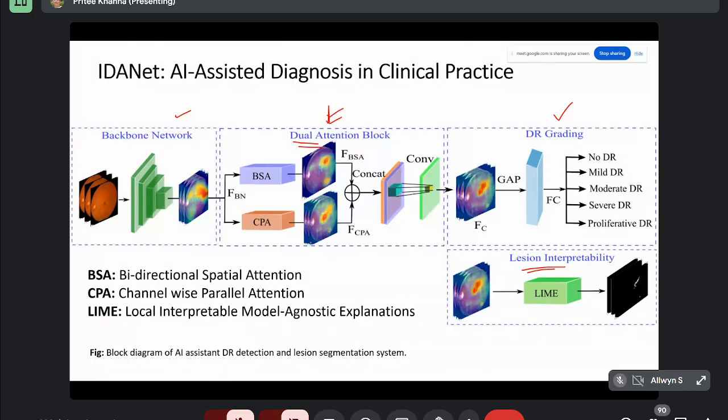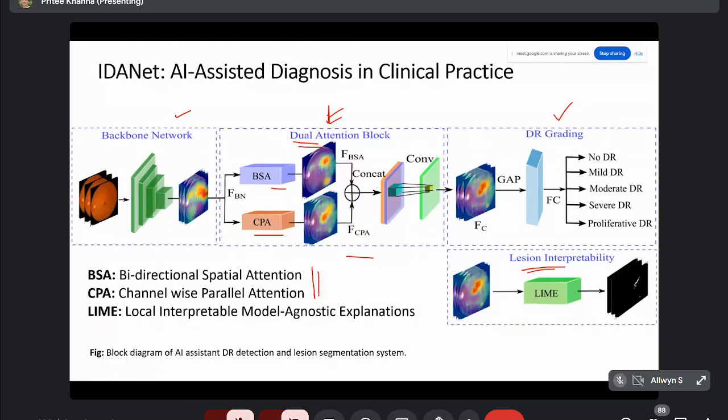For better learning, we are using a bidirectional spatial attention module, BSA, and a channel-wise parallel attention module, that is CPA. So these modules work in parallel to capture the lesion-specific features from the input fundus images. And this IdeaNet comprises a backbone network, okay, so that is what you can see, backbone network followed by dual attention block.